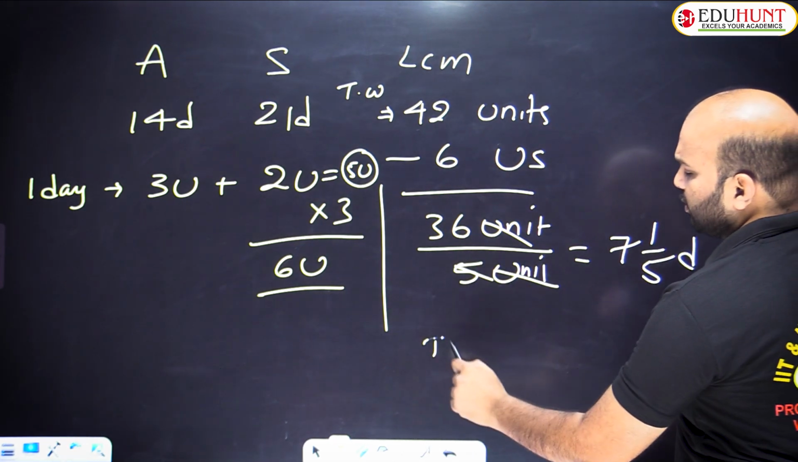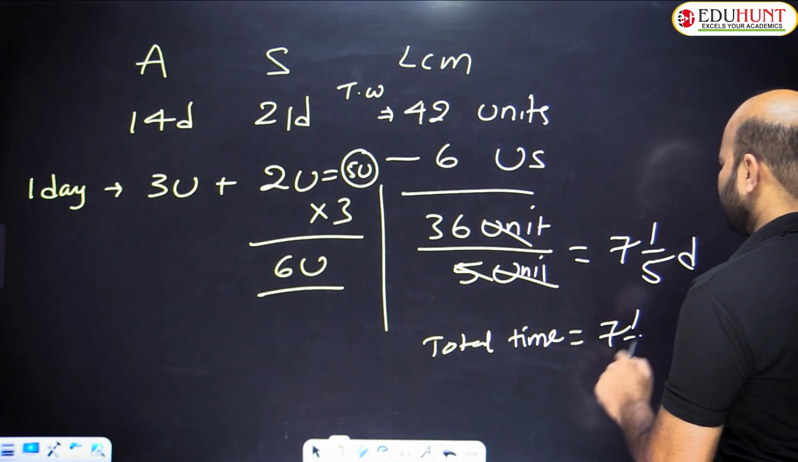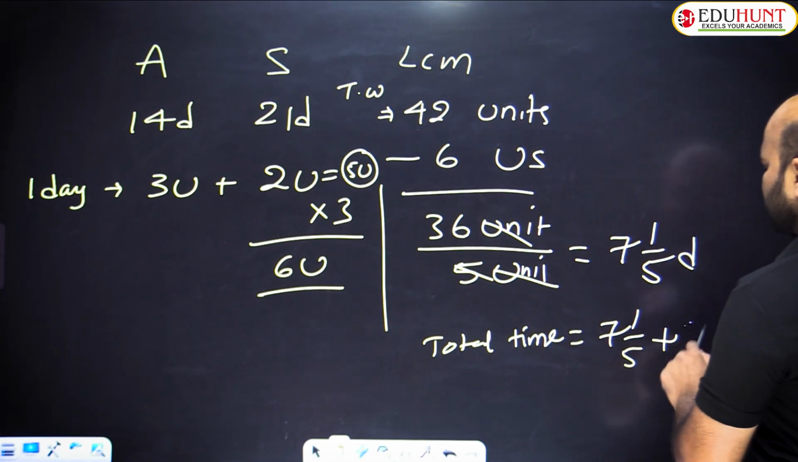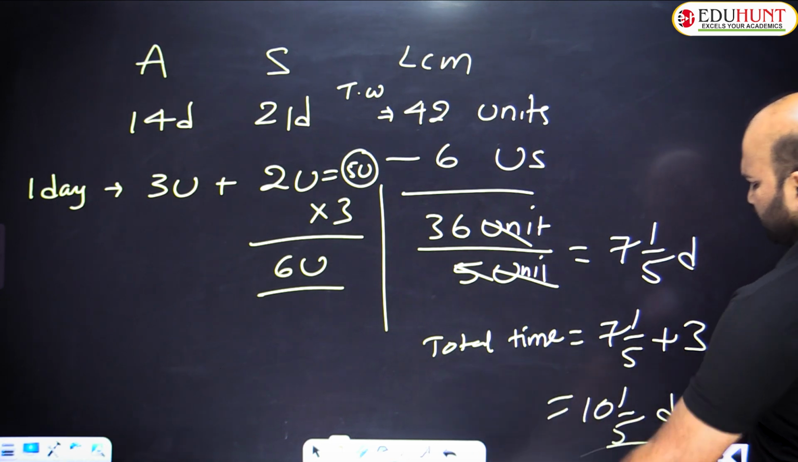But what question am I asked? Total time. Total time is nothing but initially both working together for 7 and 1 by 5 days, and in the last 3 days Sunita engaged. Total 10 and 1 by 5 days. This is the required answer. Am I clear?